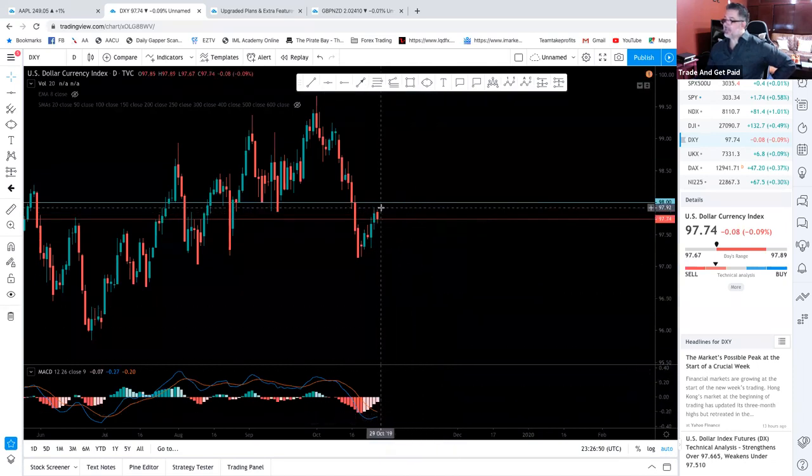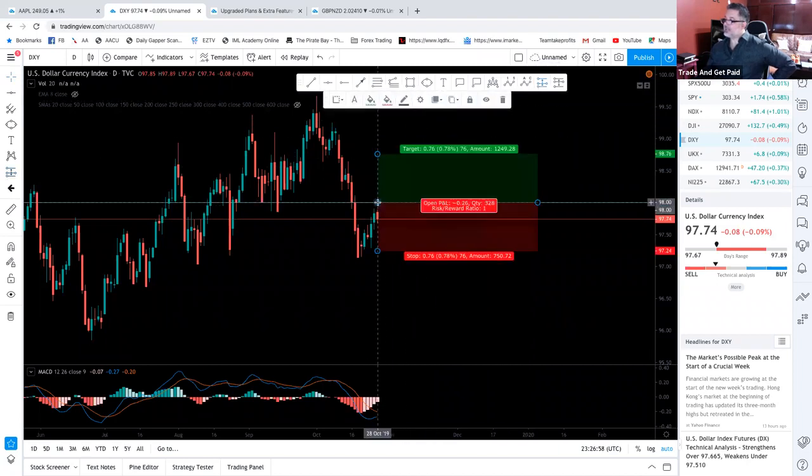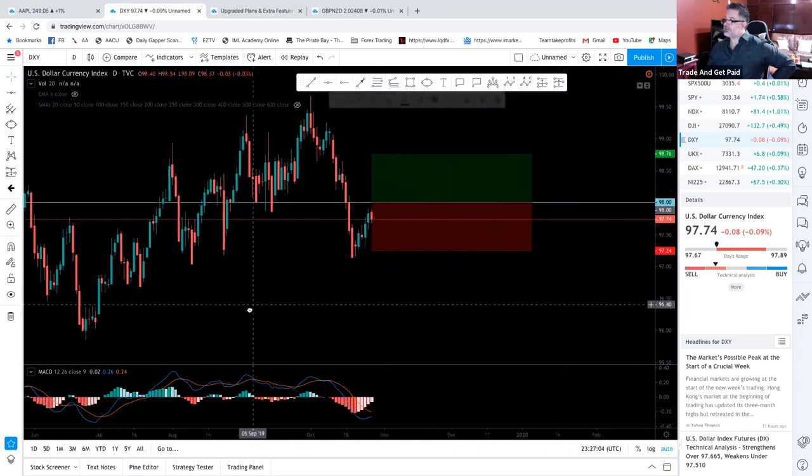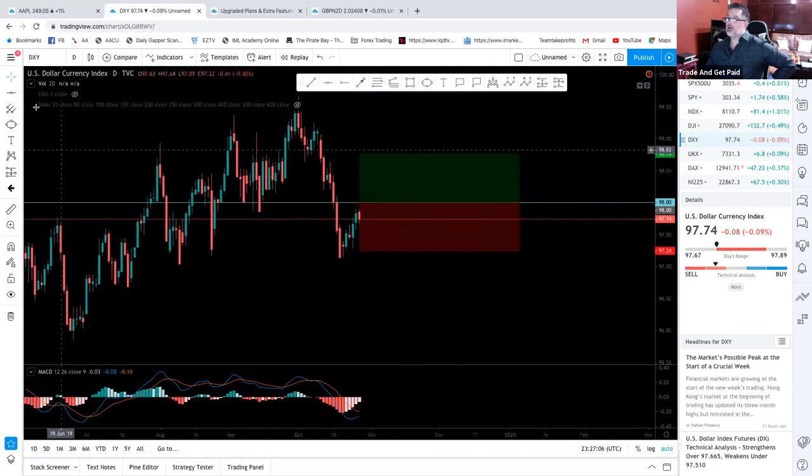Let's say I'm anticipating instead that it's going to break through and go to the upside. I'll take the long position tool right here, put it on the same line, boom, and now the green is on top and the red's on the bottom. And if I want, expecting this to do a 2-to-1, hold on.